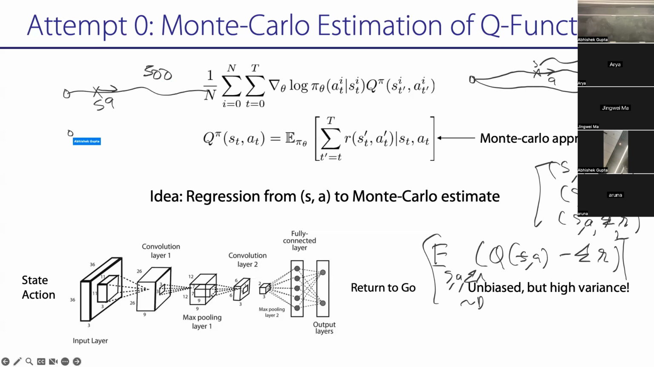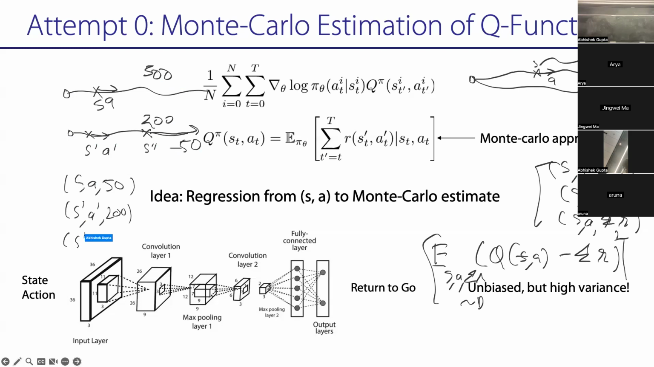In this other trajectory, I was at this other state S prime, I took this action A prime, and I got the sum of reward 200. And then I was at this other state here, S prime prime, and the sum of rewards in the future is like minus 50. Right? And so each of these are like data points for a regression problem, right? So you can think of this as like S A 500, S prime A prime 200, S prime prime A prime prime minus 50. And so all of them go into a regression problem, and then you regress them.